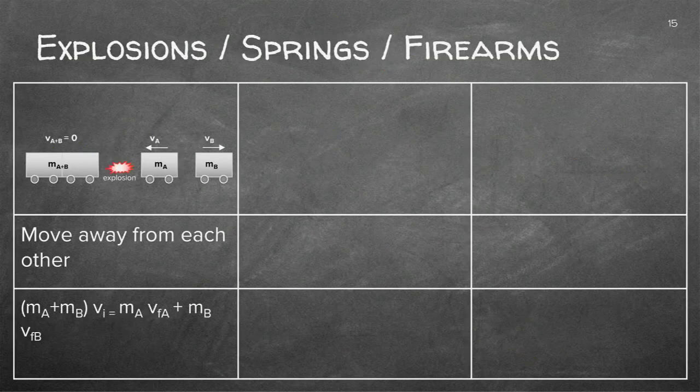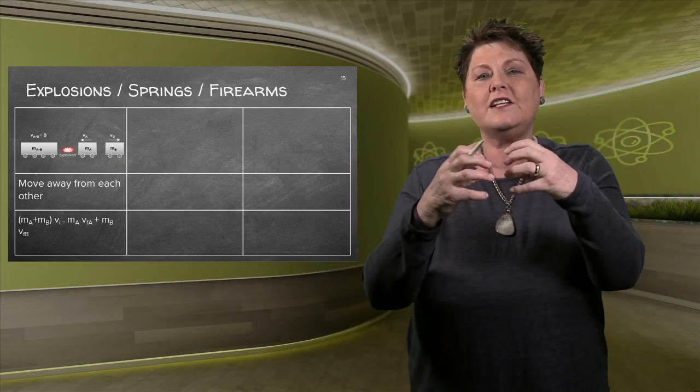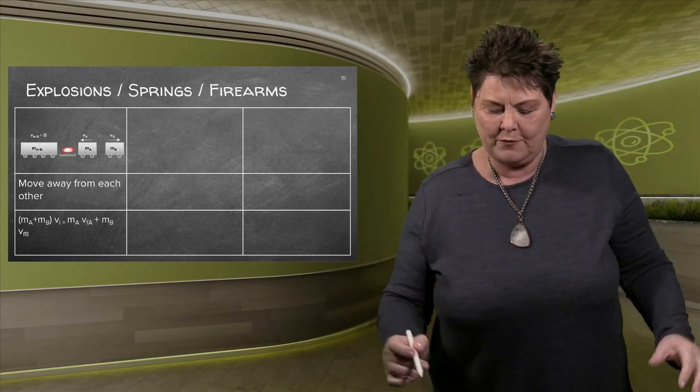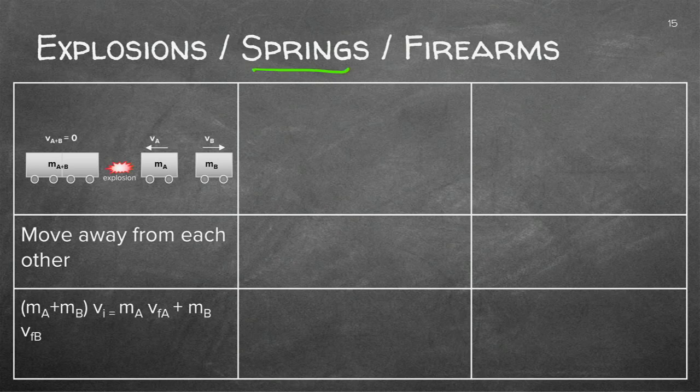Other than collisions, we can find explosions. So collisions went to each other. Explosions will work away from each other, like a spring, which we just did, and we're going to have a look at firearms.